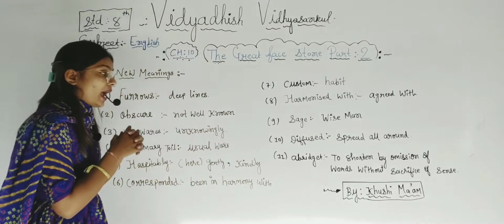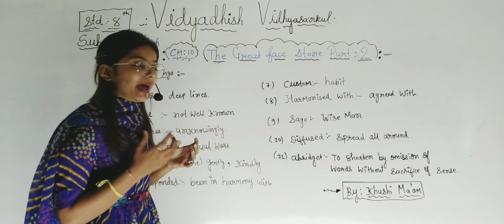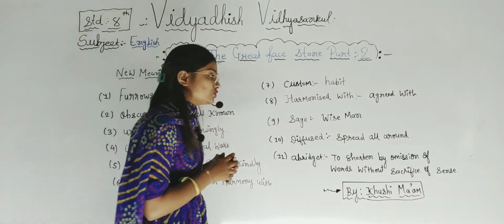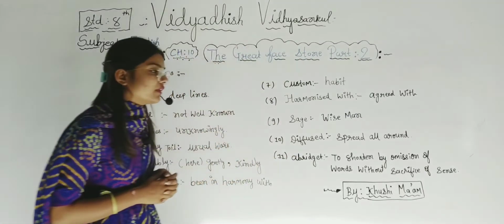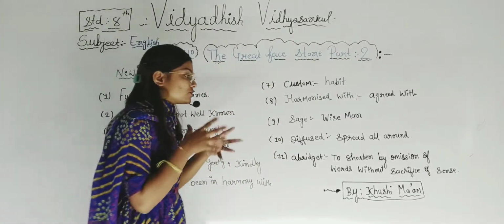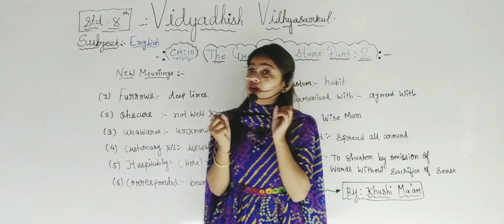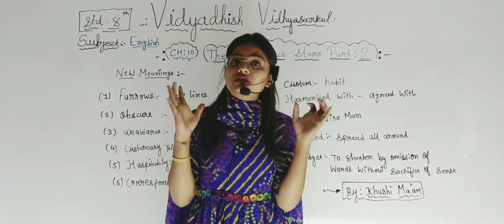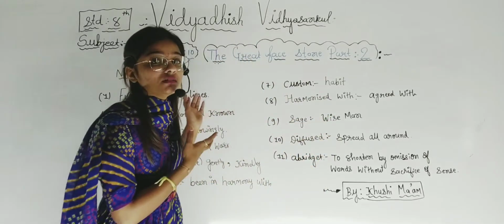Next we have abridge. It was already told in our previous lecture what abridge is. Abridge means to shorten by omission of words without sacrifice of sense. It means shortened by omissions; here we have the story but we don't have lots of words and sentences. So it is the abridged form of this story.